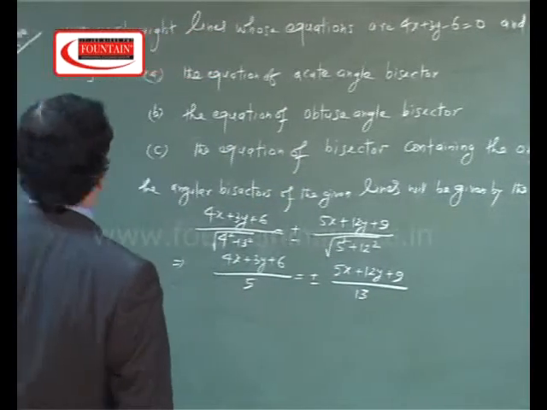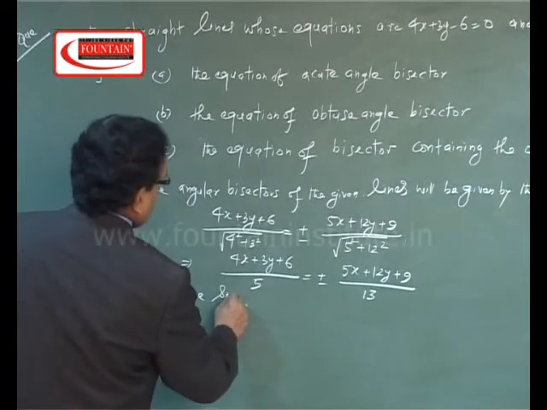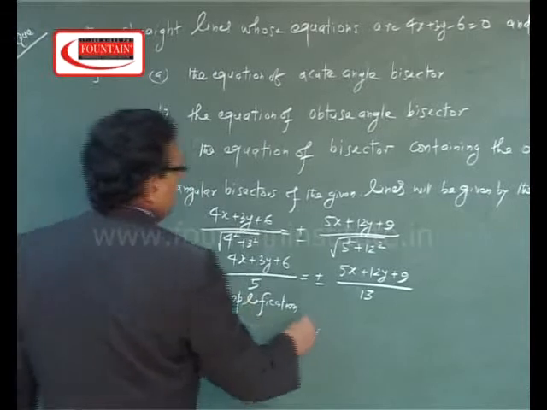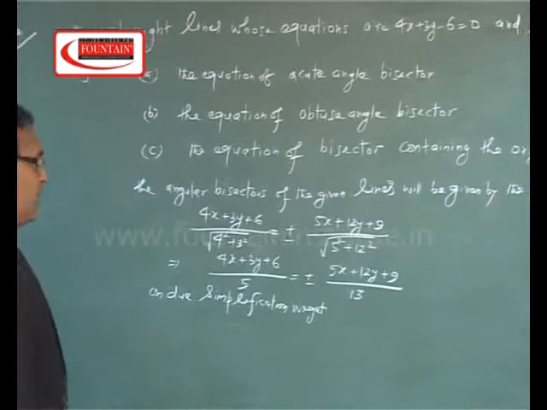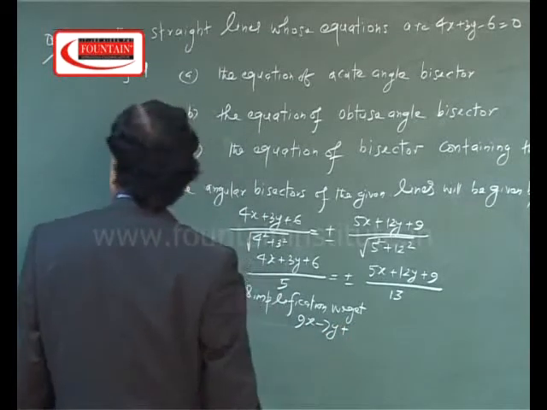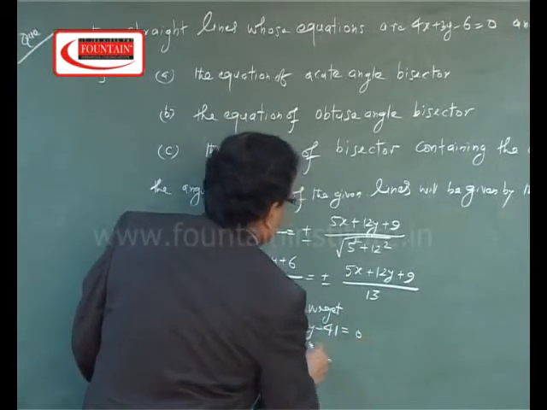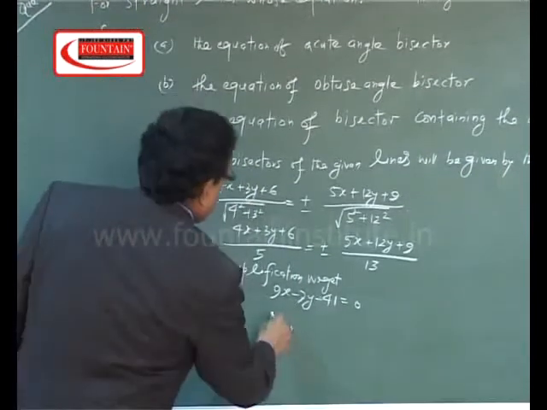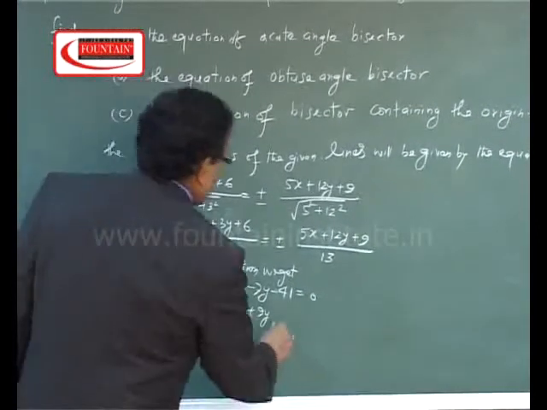On due simplification, we get two bisectors as 9x minus 7y minus 41 is equal to 0 and 7x plus 9y minus 3 equal to 0.